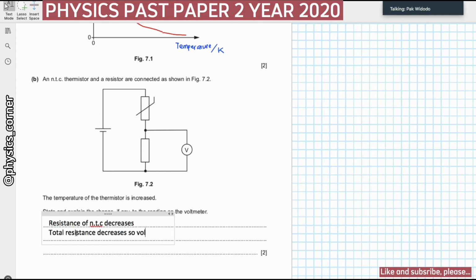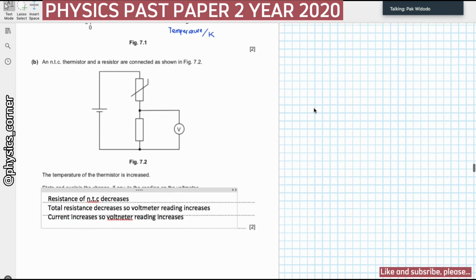So the voltmeter reading will increase, because the resistance goes down. Actually this is from the current too. Current increases, so the voltmeter reading increases here too. Yeah, that's it.